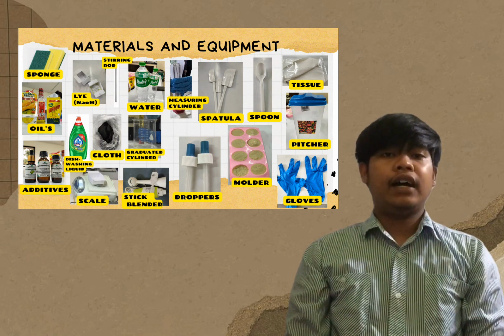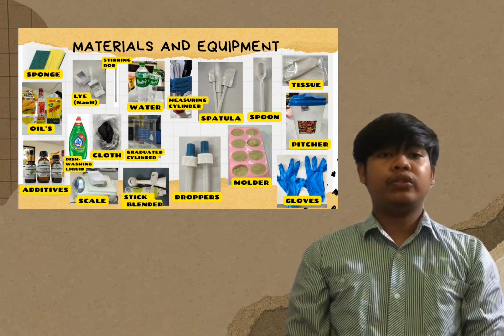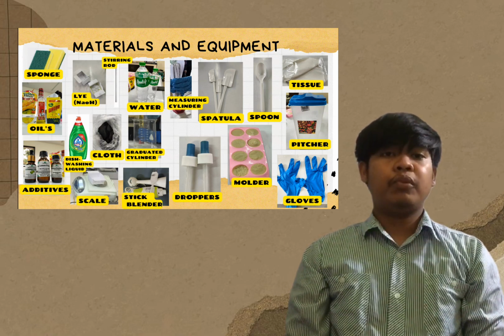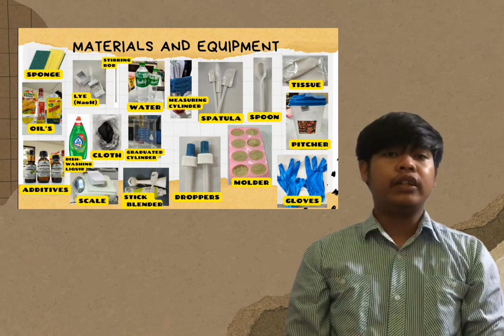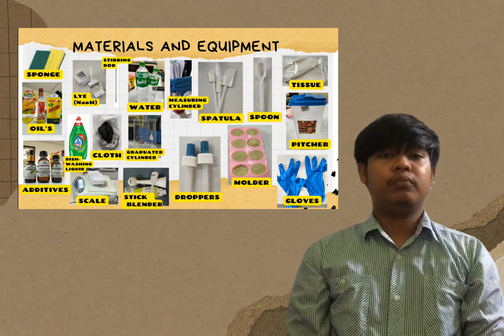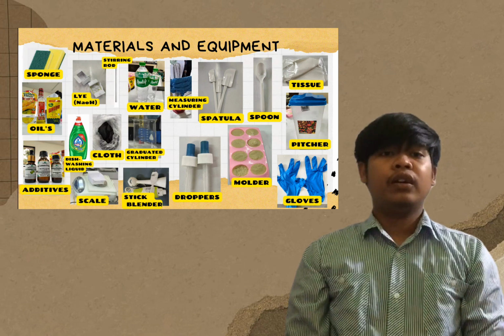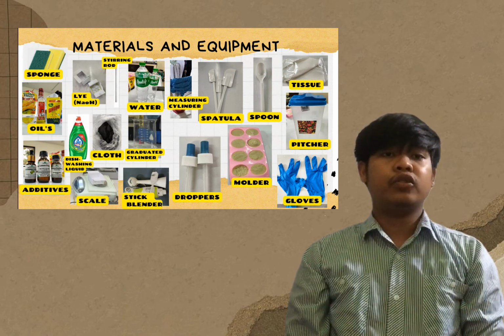The next is the additives. The main reason we use additives in soap making is because of their beautiful fragrance. And the next is the NaOH, sodium hydroxide, also called caustic soda or lye. It is a traditional ingredient for soap making, and it reacts with oils, resulting in a modification process. The next material is the dishwashing liquid. This is a cleaning agent used for cleaning utensils used in soap making.